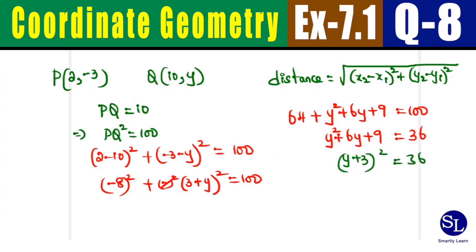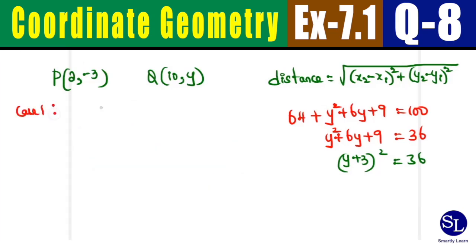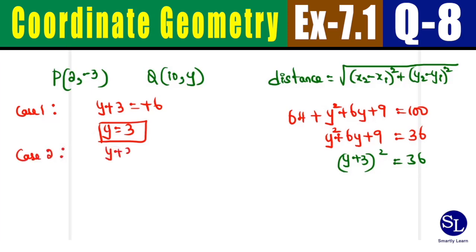Let's do a case 1 and case 2, when you apply square roots on both sides. So case 1, I'm going to put y plus 3 is equal to plus 6, which means y is going to be equal to 3. So now let's do case 2. Case 2 is going to be y plus 3 is equal to minus 6, because when you take a square root of 36, the answer is plus or minus 6. It's not simply 6. So y plus 3 is equal to minus 6, so y is equal to minus 9.